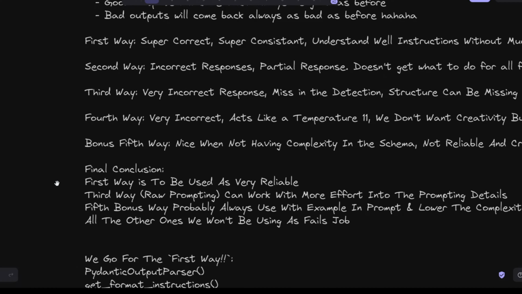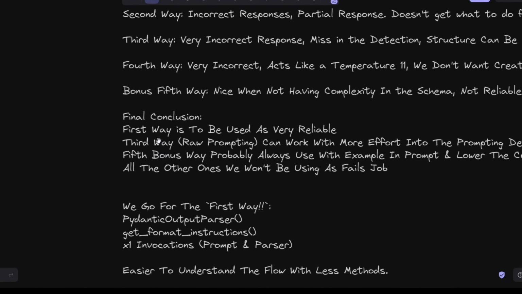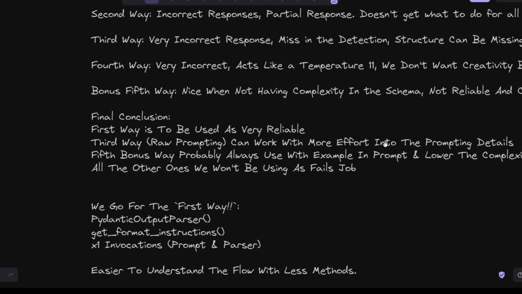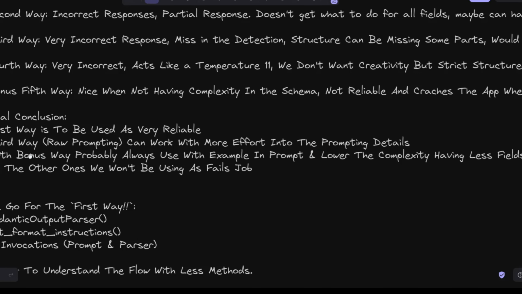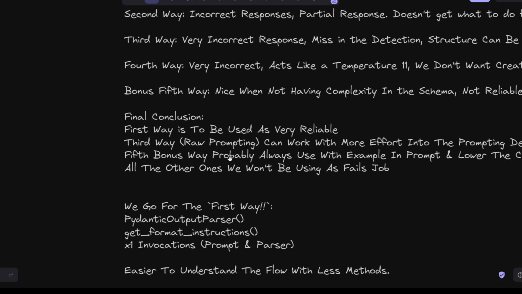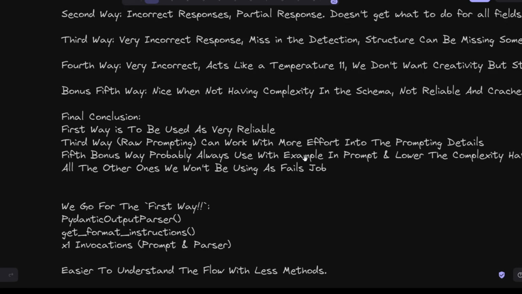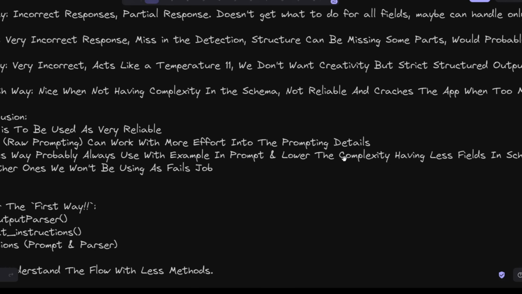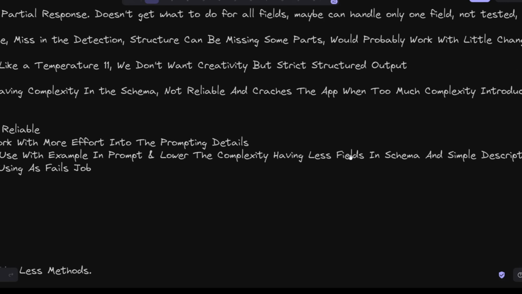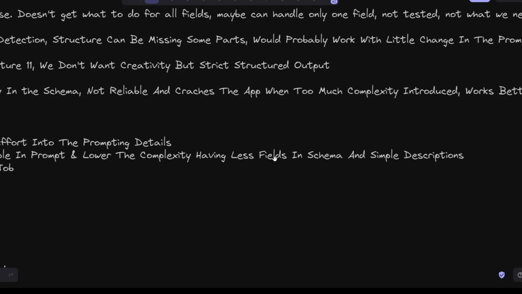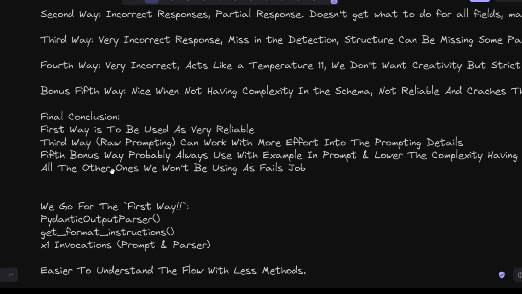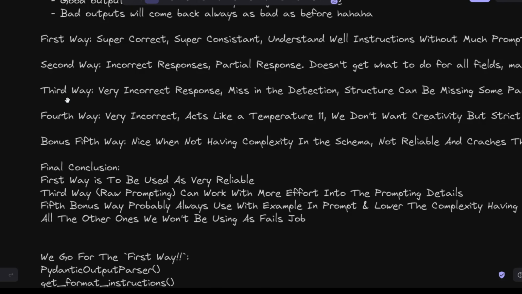So in conclusion, what we're going to choose is very easy. The first way is the one that we're going to use, more reliable. The third way, for prompting, can work, but we need more effort in the prompting and the iteration process. The fifth bonus way should probably always be used with an example prompt in it, and with lower complexity, having fewer fields in the schema and simple descriptions. All the other ones we won't be using because they really failed their jobs, which are the fourth way and the second way.